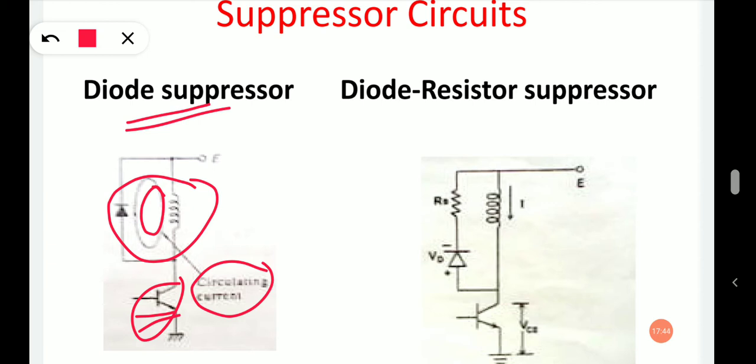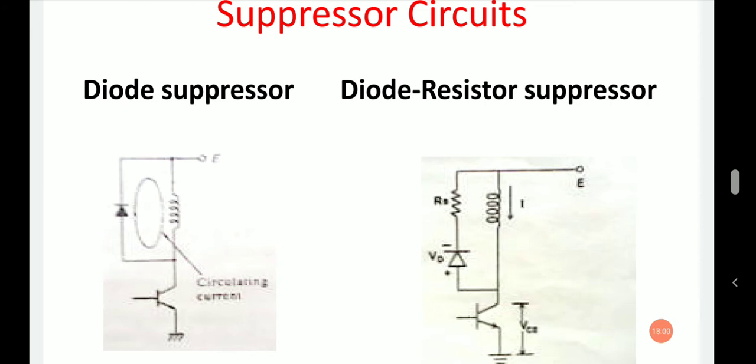Okay, and the drawback is circulating current lasts for a considerable length of time, and it produces a braking torque. The advantage is that this method is very simple. Next is the diode resistor suppressor.